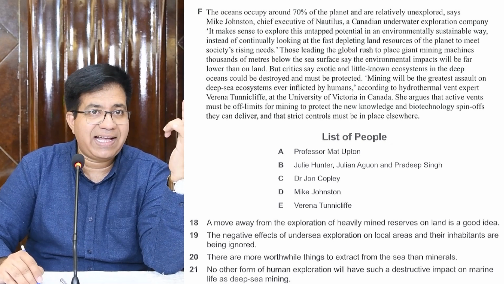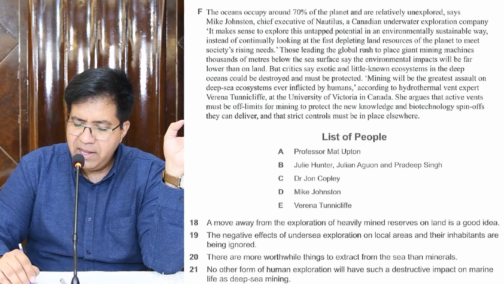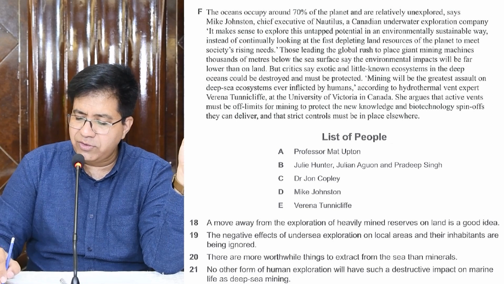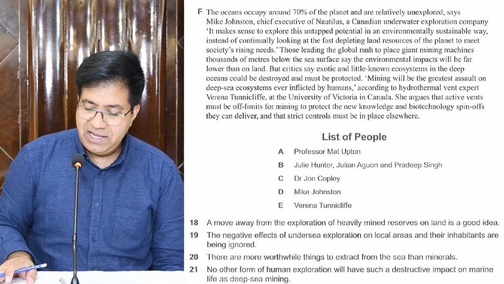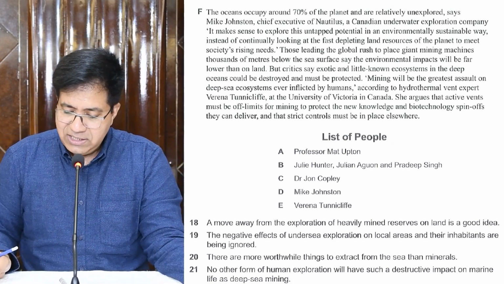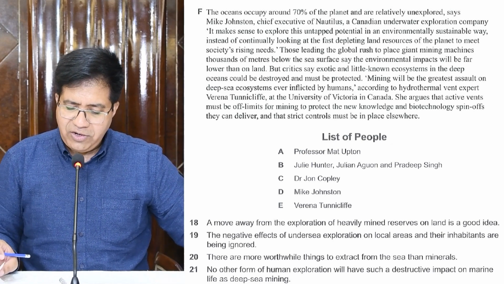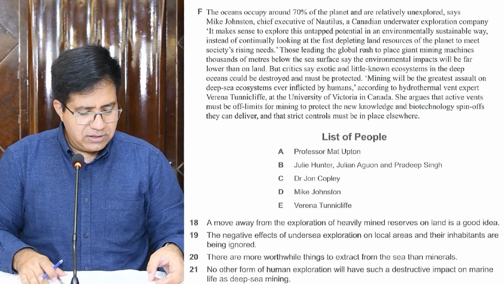Assault means attack. Mining will be the greatest assault on deep sea ecosystem ever inflicted by human, according to a hydrothermal vent expert. Wow, they're all experts in their fields, and there's a lot of debate in their country about environment and all that. So let's see. She says mining will be the greatest attack on deep sea ecosystem ever inflicted by human.